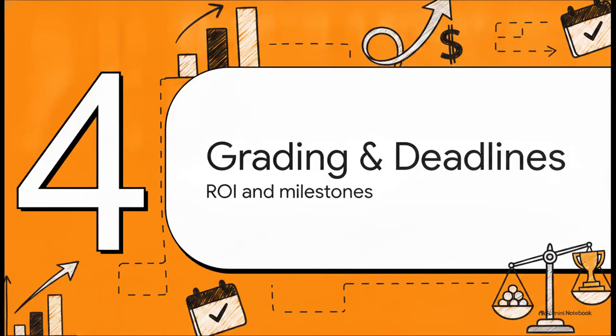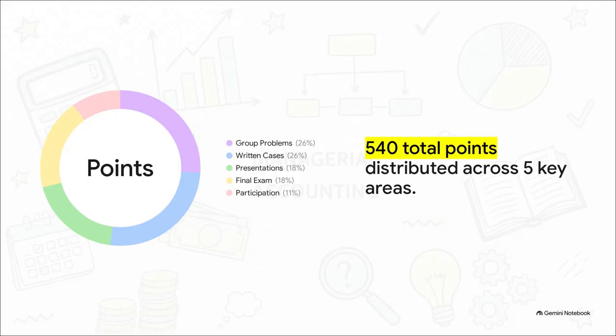Which brings us to our final section, Section 4, Grading and Key Deadlines. Let's figure out your exact return on investment and map your milestones. So where exactly should you be investing your time? Well, the whole course is out of 540 points. You can easily see that group problem assignments and group written case assignments are the biggest slices of the pie, 140 points each. Group presentations and the final exam are worth 100 points each, and participation rounds it all out at 60 points. Basically, your day-to-day, high-quality group work is the engine driving your success in this class.